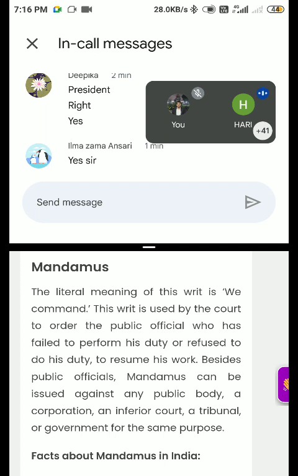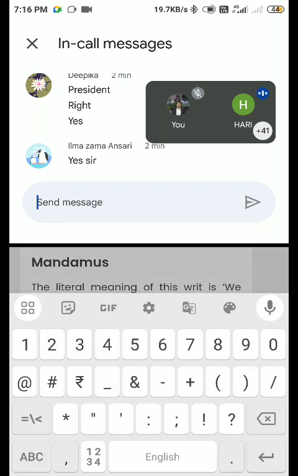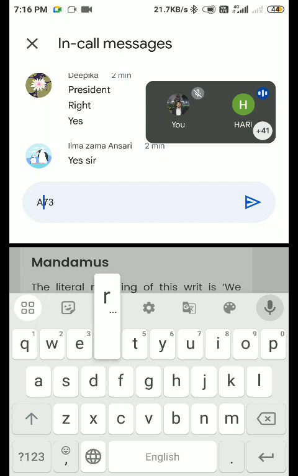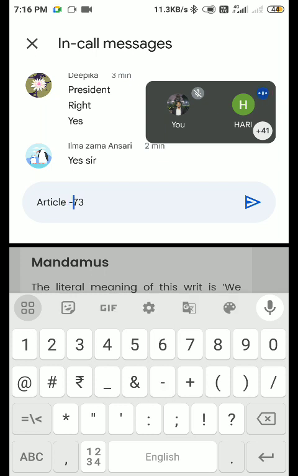Then the powers of the President of India. Executive powers: he is the commander in chief, as you know. Then he is the person appointing the judges of the Supreme Court and High Courts. Judges are appointed by the President, and the method involves something called the collegium in the Supreme Court.